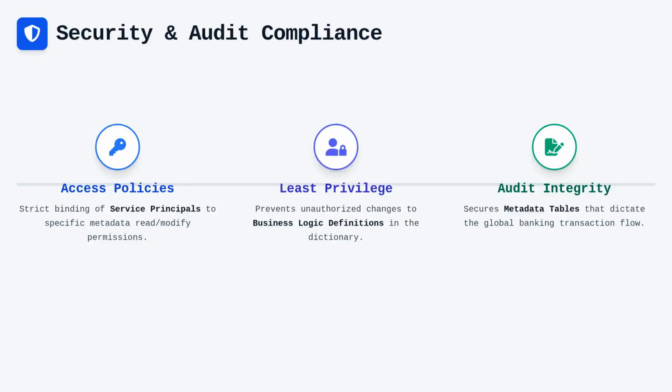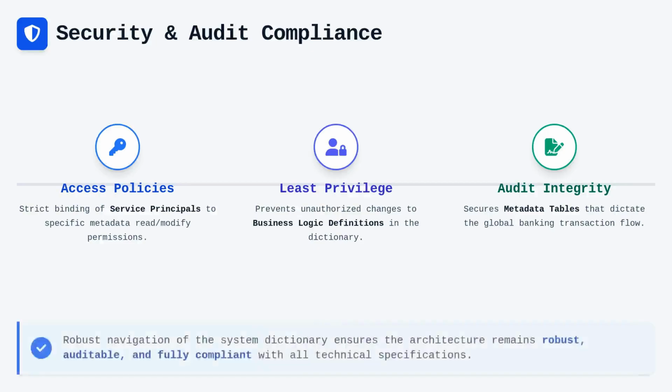Auditors often focus on the integrity of these metadata tables because they dictate the flow of transactions across the entire banking ecosystem. By maintaining a thorough understanding of how the system navigates its own dictionary, you ensure that the architecture remains robust, auditable, and fully compliant with technical specifications.